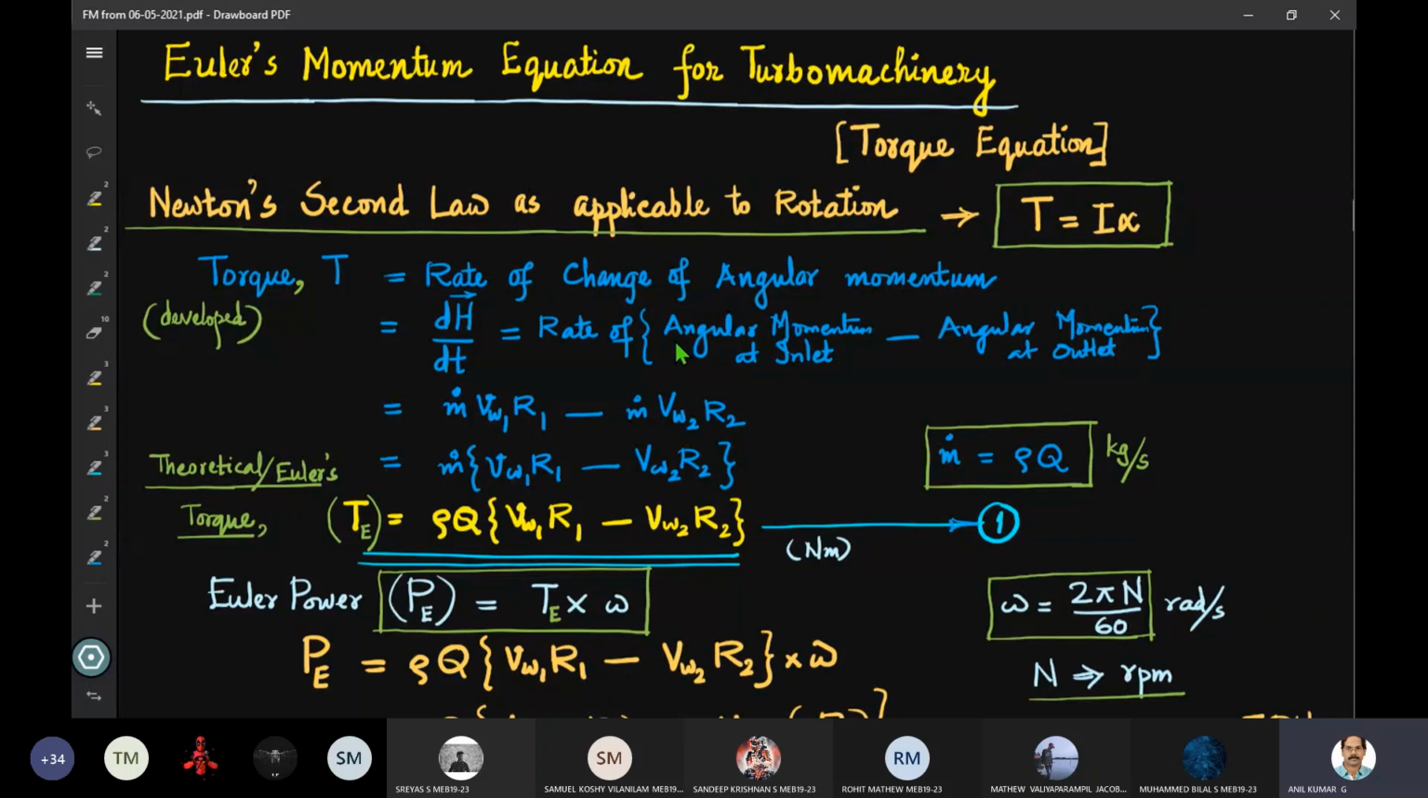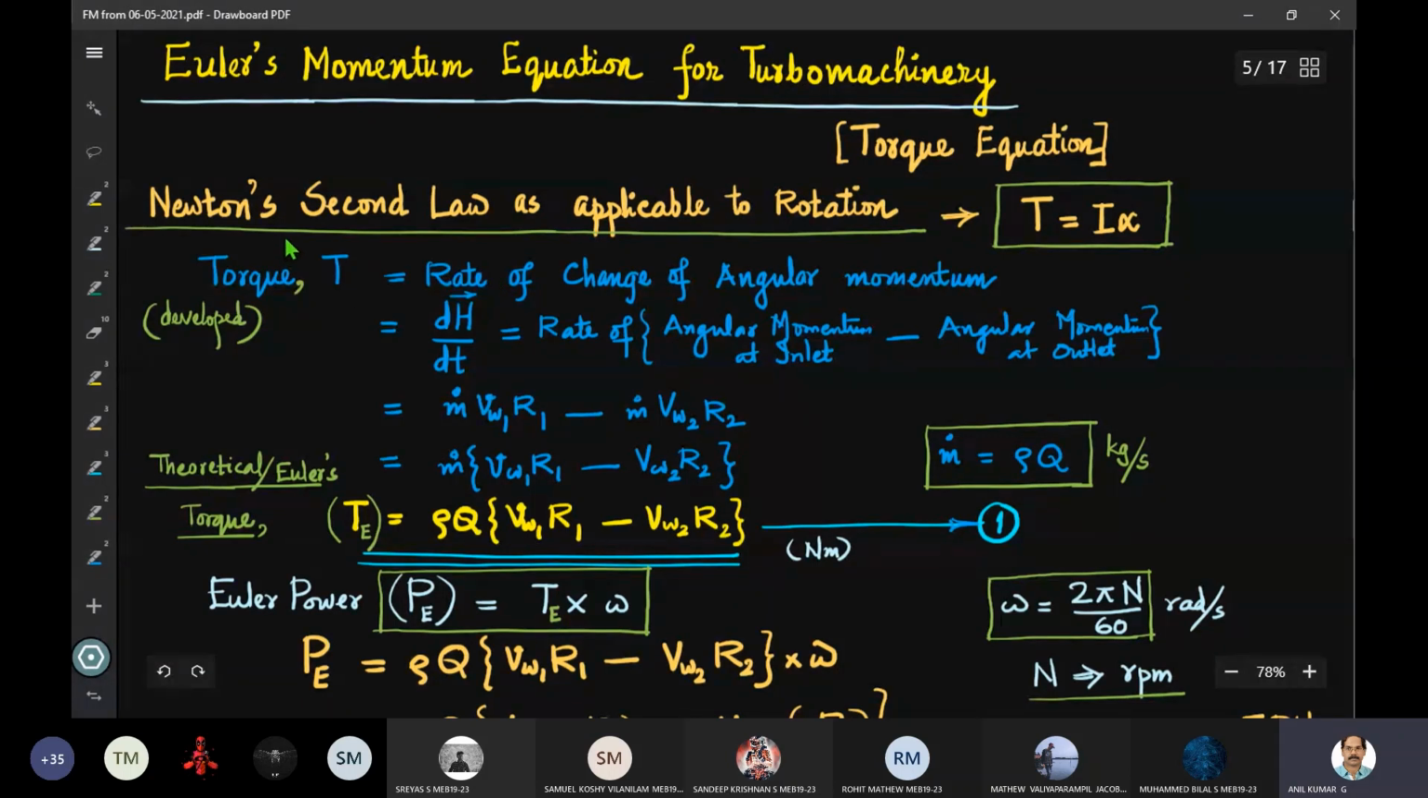So how do we find that out? Euler's momentum equation for turbomachinery is an extremely important equation in the context of turbomachinery, because it gives the expression for torque developed in the case of power producing devices, or torque imparted to the fluid in the case of power consuming devices.